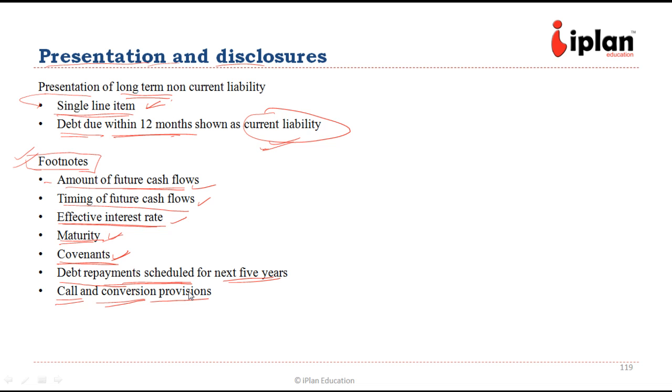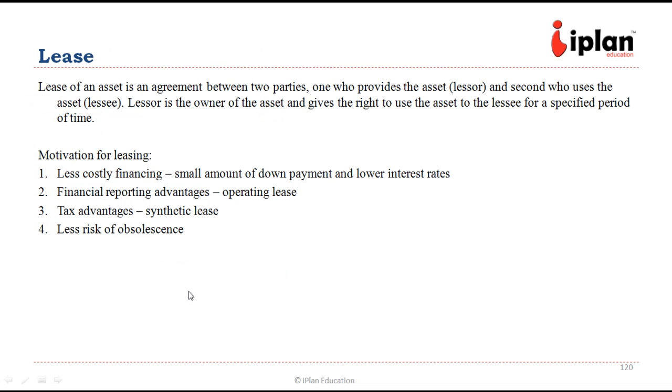Now let us move to the next topic, which is lease. A lease of an asset is an agreement between two parties. One is the one who is providing the asset, called the lessor, and the second one who is using the asset is called the lessee. The lessor is the owner of the asset and gives the right to use the asset to the lessee for a specified period of time and under specified conditions.